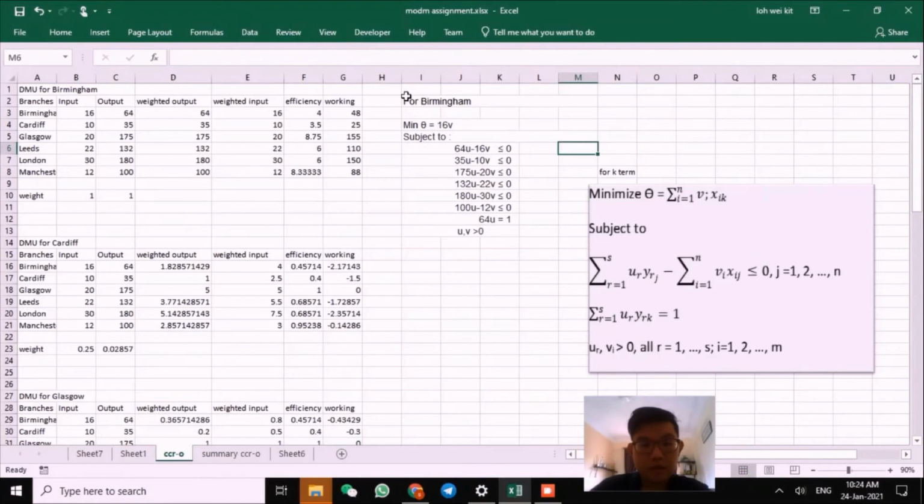while the weighted output is U times the output with their weight, and the weighted input is V times their input with their weight. The efficiency is the weighted output divided by the weighted input, while the workings is the constraint from here to here, where we use the weighted output minus the weighted input.